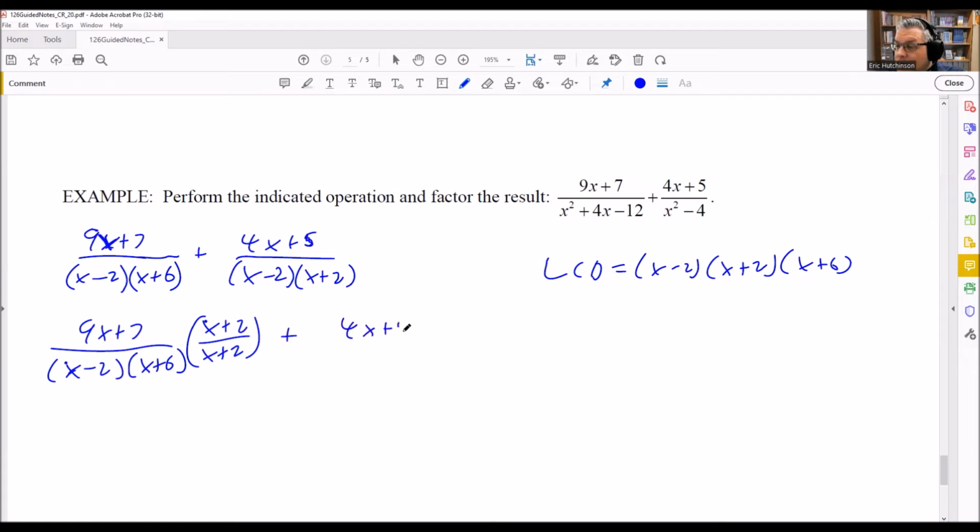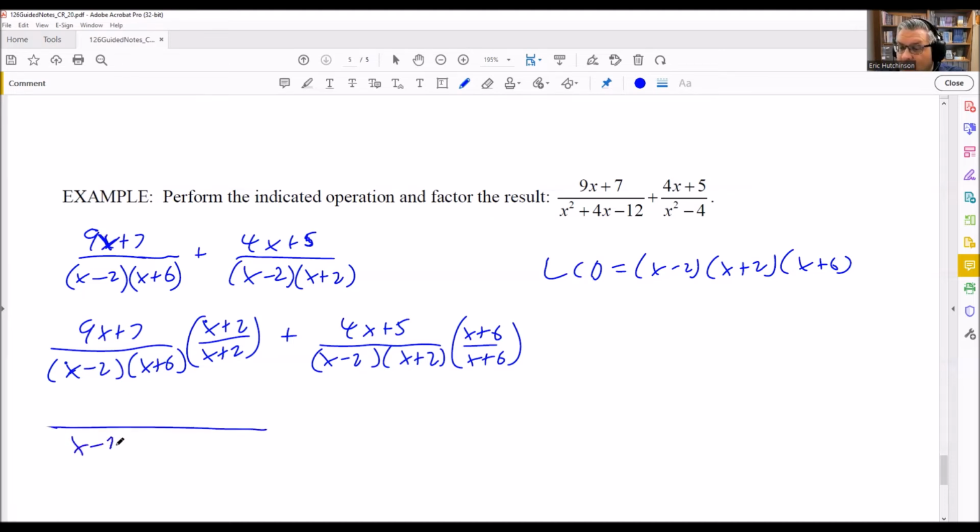The next one has the x minus 2, x plus 2, but it's missing x plus 6. So I'll multiply this top and bottom by x plus 6 over x plus 6. Okay, so now it's time to multiply across.